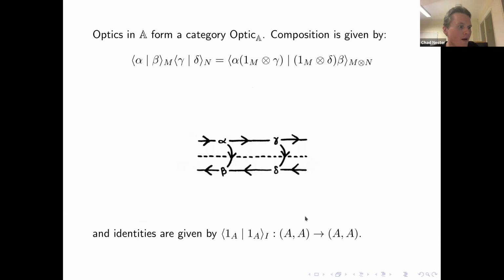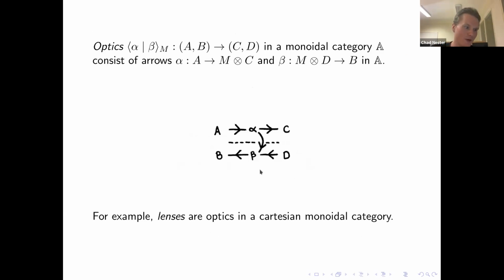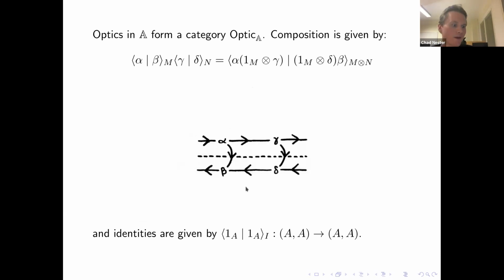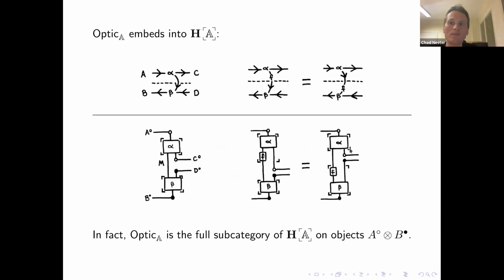And optics form a category where we're not going to read out the definition of that, but intuitively we put these diagrams I'm using for intuition next to each other, and that's composition in it, and identities are the ones where they don't interact at all, and that's a category. It's the identity on the top, the identity on the bottom, and the wire in the middle is of unit type. The reason I'm talking about this is that the category of optics in a monoidal category A is a full subcategory of the horizontal cells of its free cornering, which is kind of remarkable.